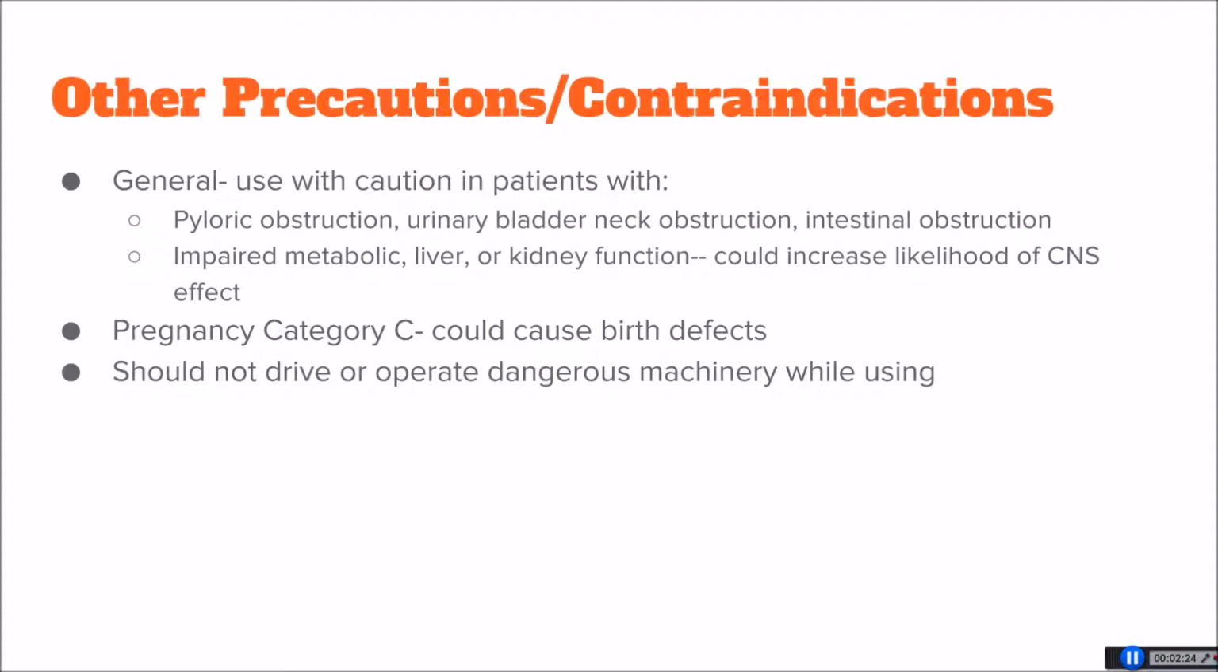There are some other precautions and contraindications. In general, you want to be careful if the patient has pyloric obstruction, urinary bladder neck obstruction, or intestinal obstruction. If they have impaired metabolic liver or kidney function, it could increase the likelihood of a central nervous system effect. It is also considered a pregnancy category C, which could cause birth defects if you're on this drug, and you should not drive or operate dangerous machinery while using it.